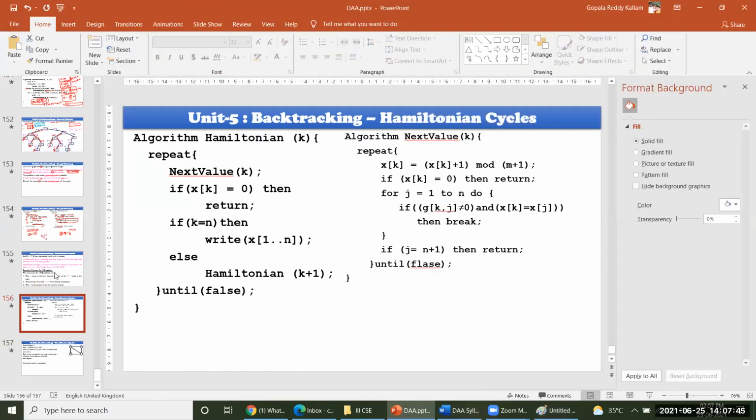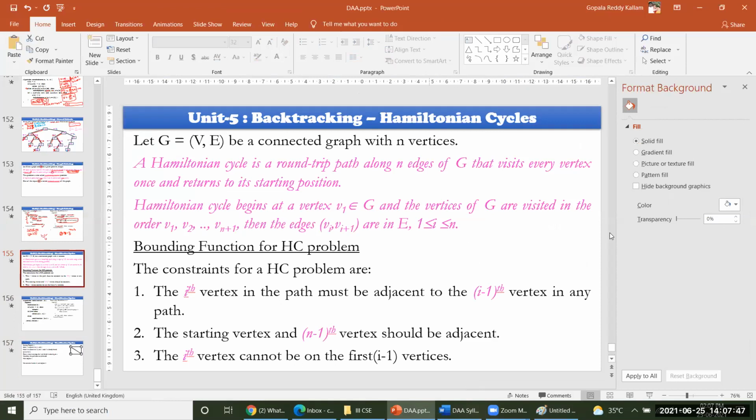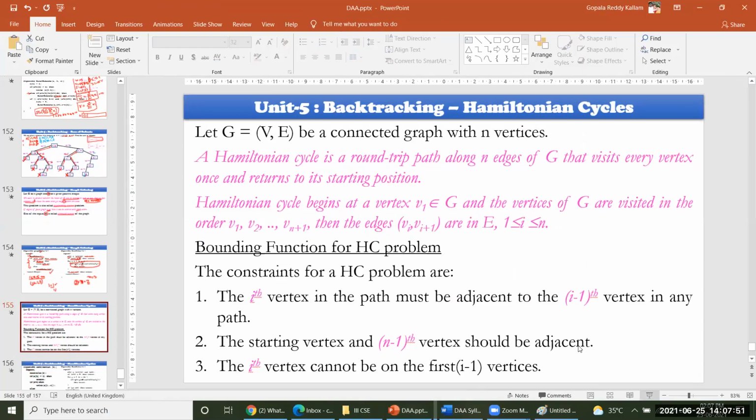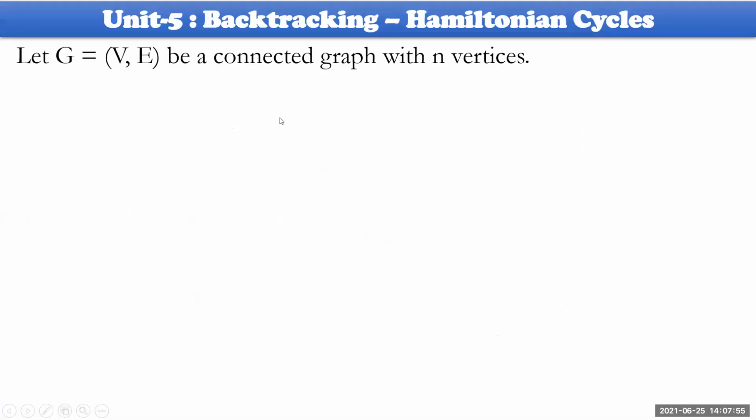How does the Hamiltonian cycle come into the picture here? So for the Hamiltonian cycle, G will be a graph which has a number of vertices and a number of edges, which is a connected graph. So it might be fully connected or partially connected. Finally, it is a connected graph.